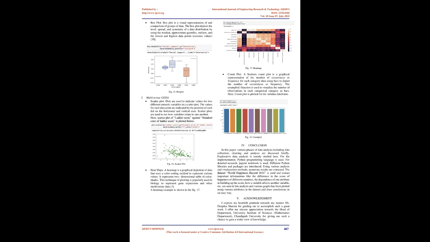Multivariate data. Scatterplot. Dots are used to indicate values for two different numeric variables in a scatterplot. The values for each data point are indicated by the position of each dot on the horizontal and vertical axes. Scatterplots are used to see how variables relate to one another. Here, a scatterplot of ladder score against standard error of ladder score is plotted below.